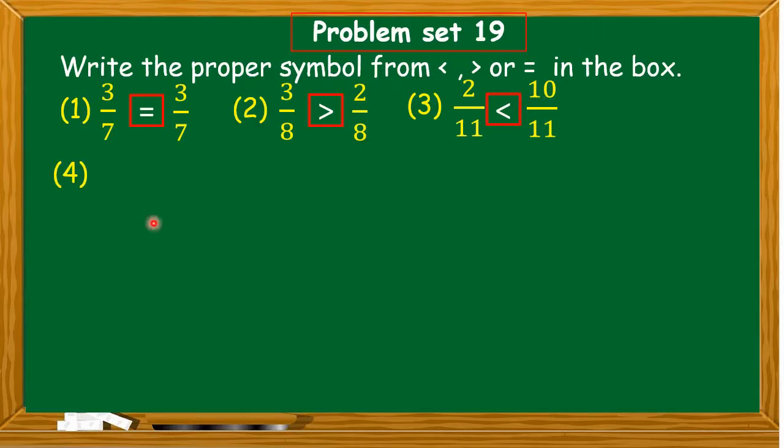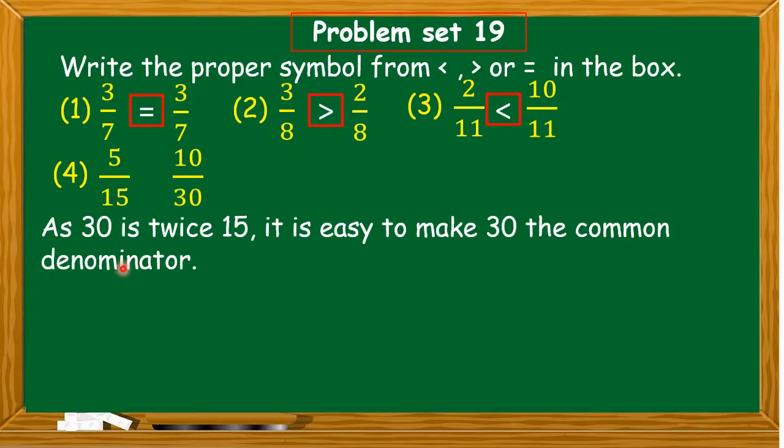Next question is 5 upon 15 and 10 upon 30. Now, look at the denominators of these two fractions. Here the denominator is 15 and the denominator of the second fraction is 30. So, as the denominators are not same here, these two are unlike fractions. Also, the numerators of these two fractions are different. So, first we have to convert these unlike fractions into like fractions and then we have to compare them.